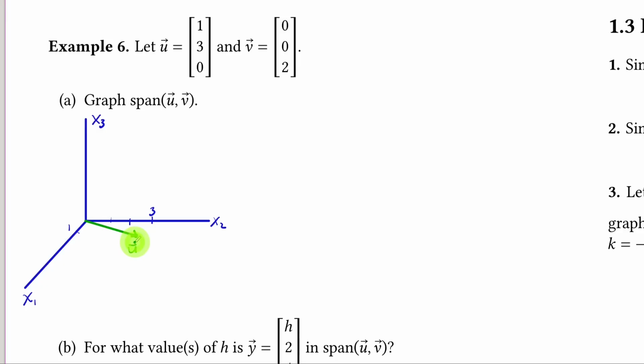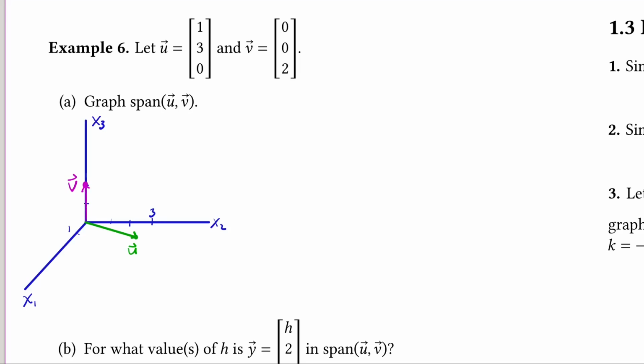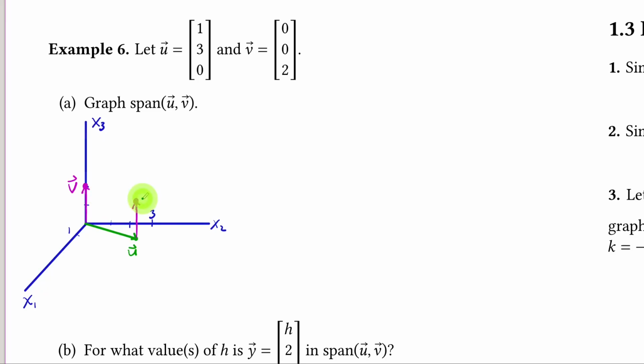And v just means we're going 2 units in the x3 direction and not moving in the x1 or x2 directions at all. So that looks like this vector here. So that's u and v. But to graph the span of u and v, that means the set of all linear combinations of them. So that includes u plus v, which is about here, just connecting tip to tail, like so.